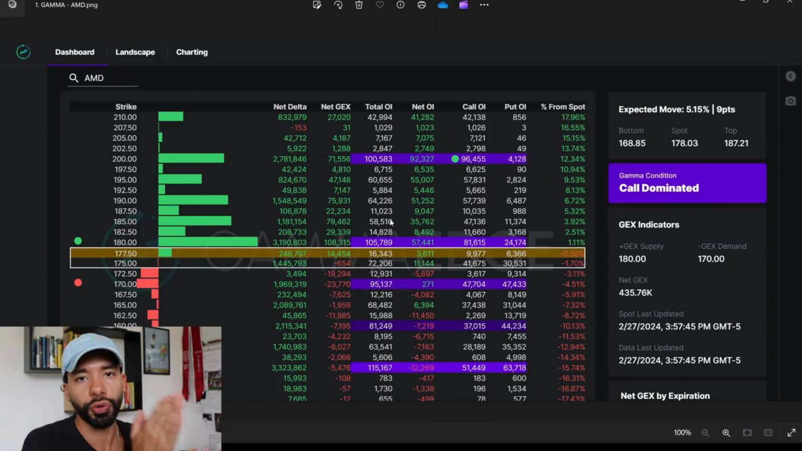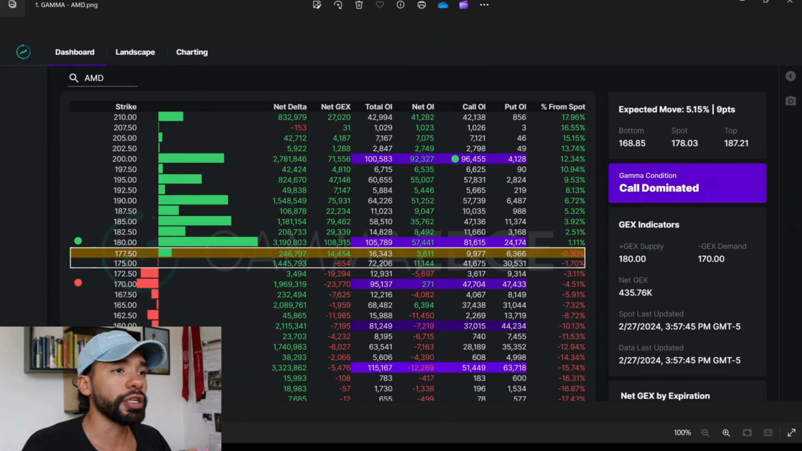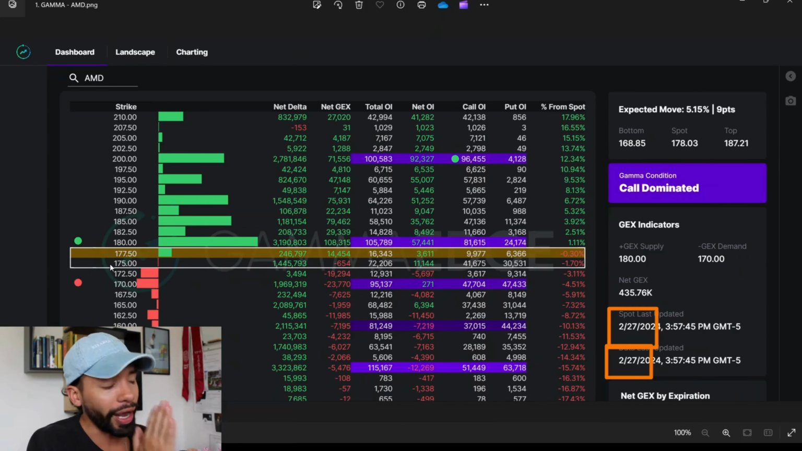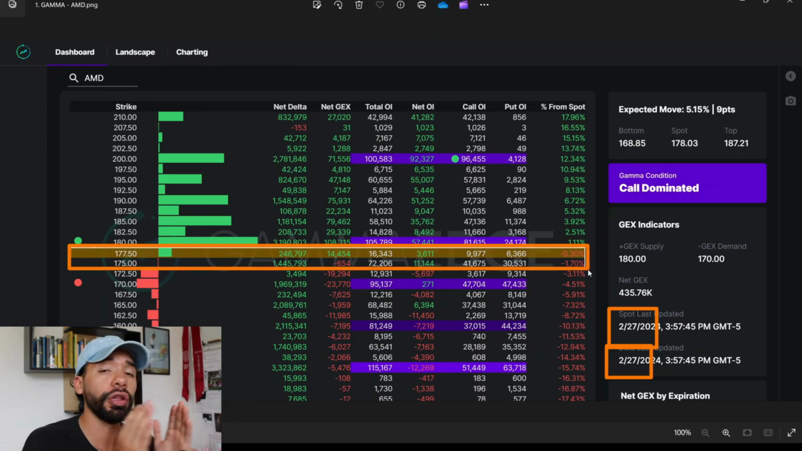So let's go into the tool. The tool is pretty simple. I made a video once again about it. It can look a little bit confusing, but it's actually pretty easy to use. So basically AMD, this was on the 27th. This is a screenshot from that day. And basically what I was looking for was AMD confirming support at this box right here. This is actually called the transition box.